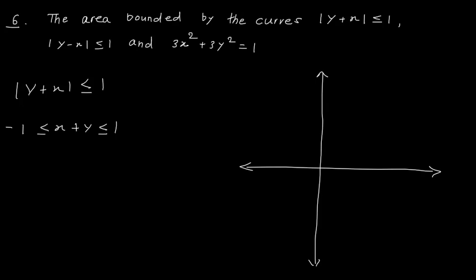And we have the second equation, which is |y - x| < 1, also |y - x| ≤ 1. This implies that y - x is greater than or equal to -1 and less than or equal to +1. Okay.